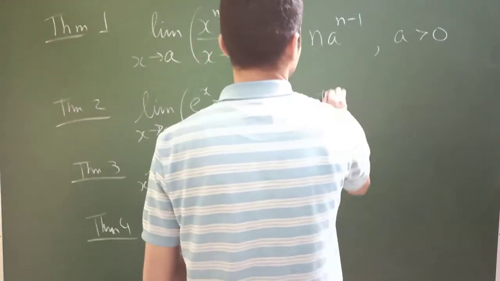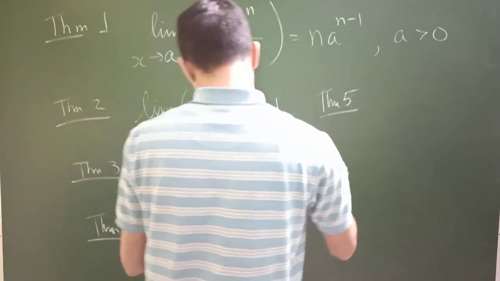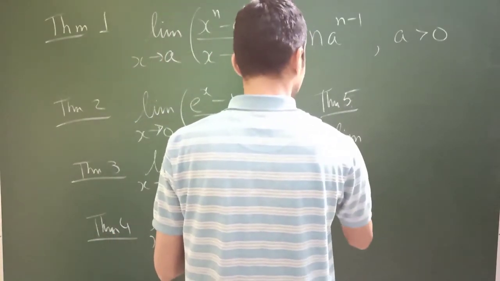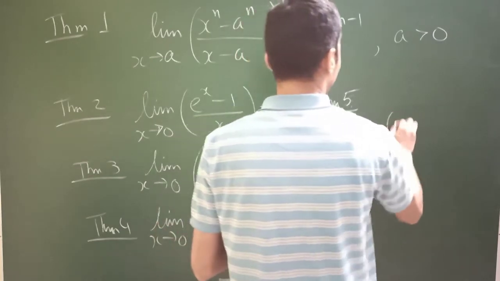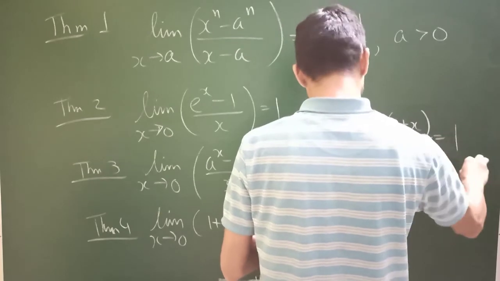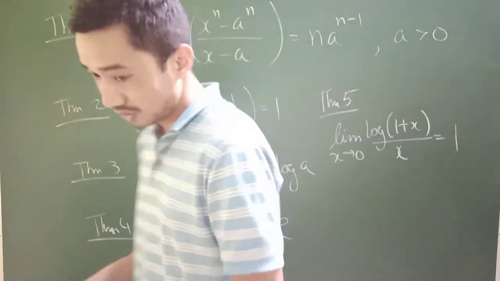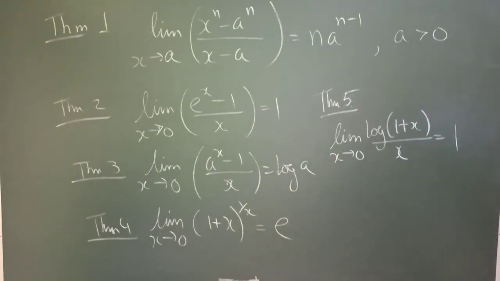There's one more theorem, theorem number 5, about logarithm. That is the limiting value as x tends to 0 of log of (1 plus x) divided by x, which would be equal to 1. So these are some basic important theorems which you will need. You can kindly note them down.